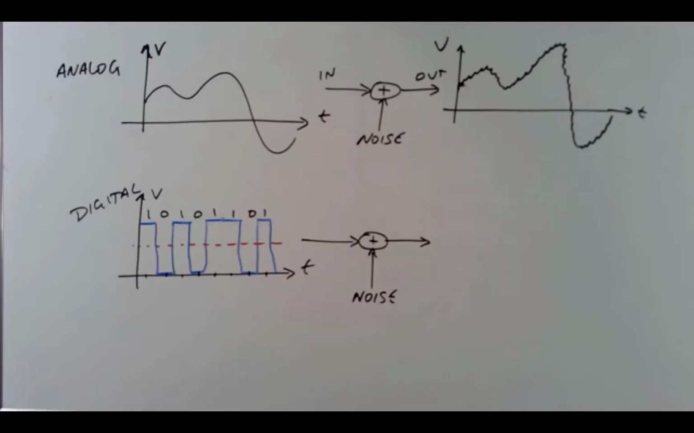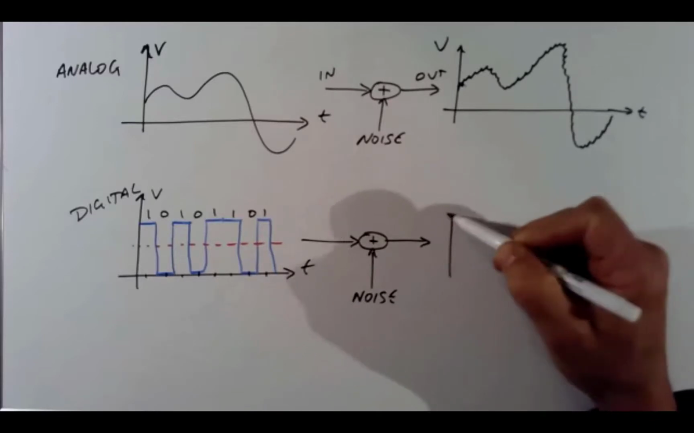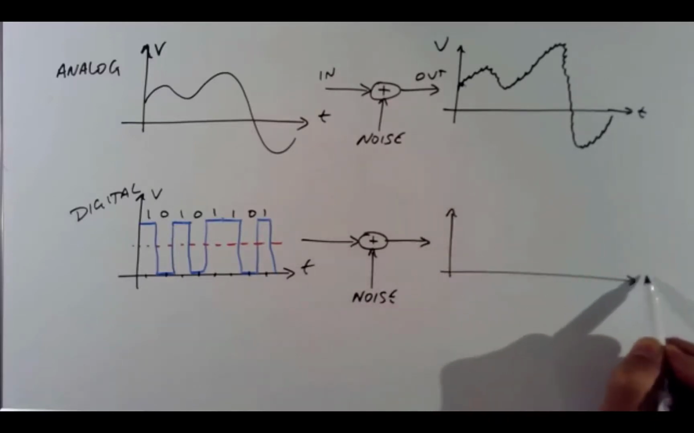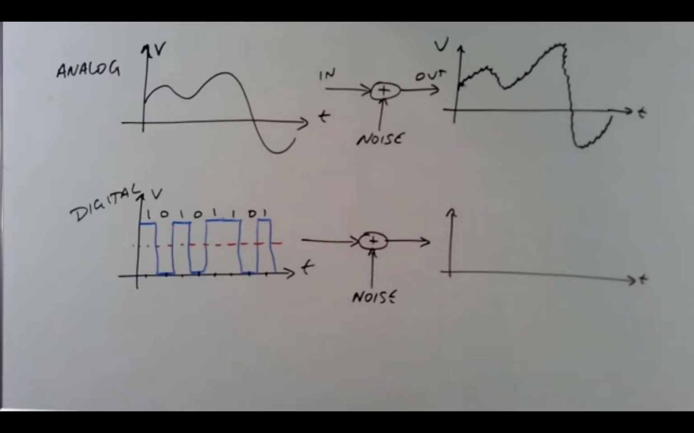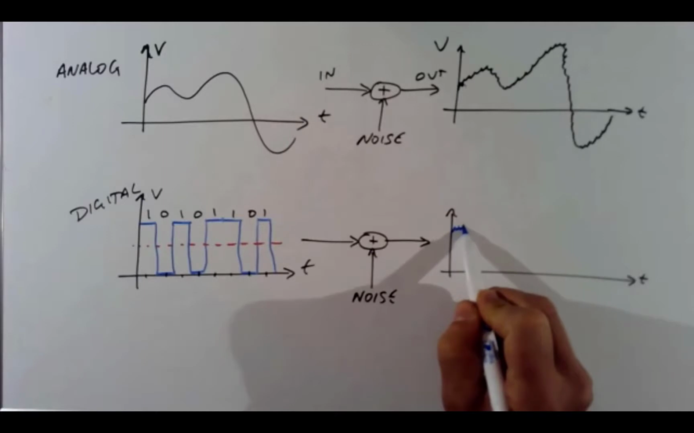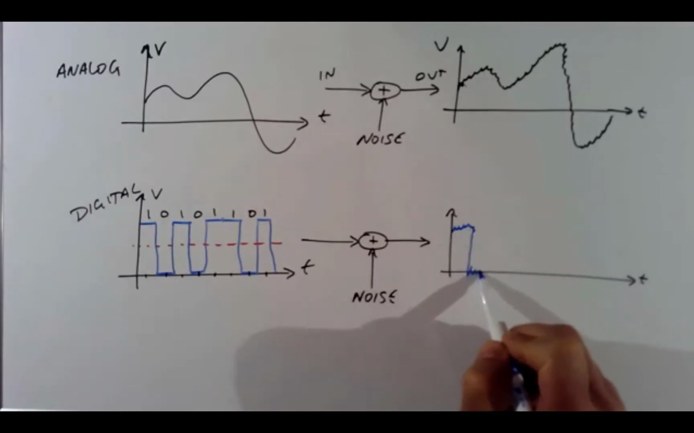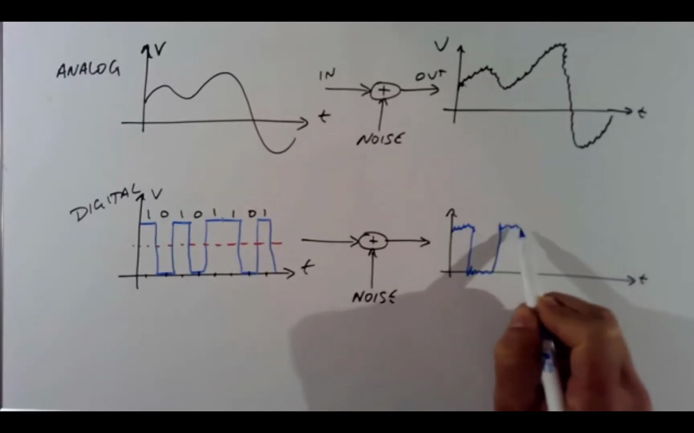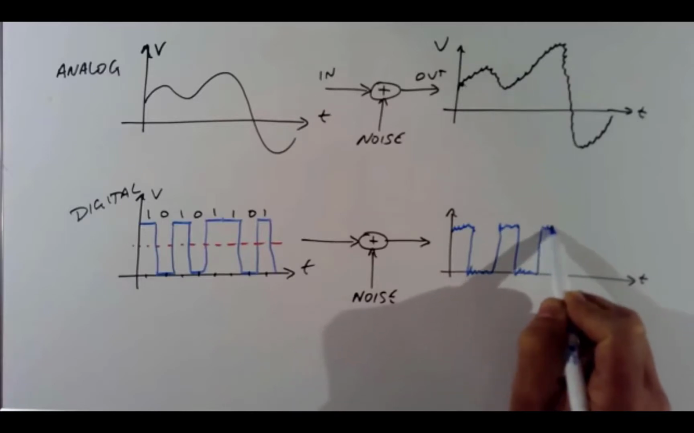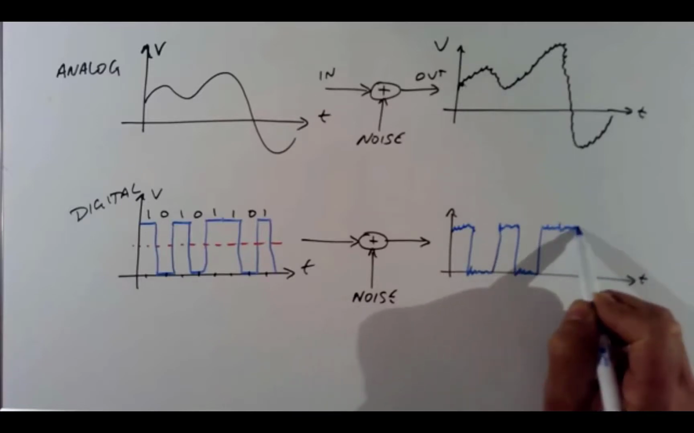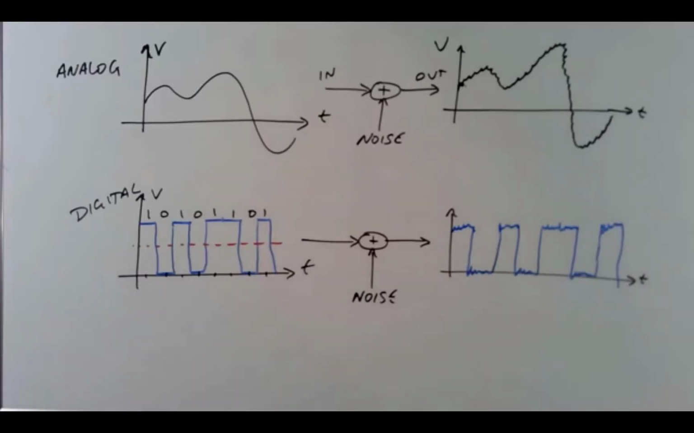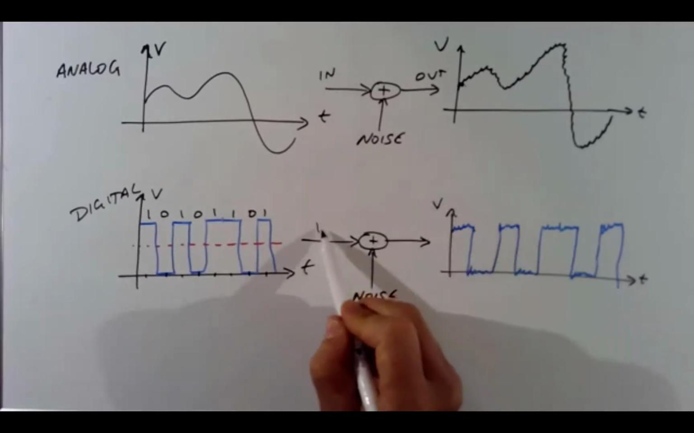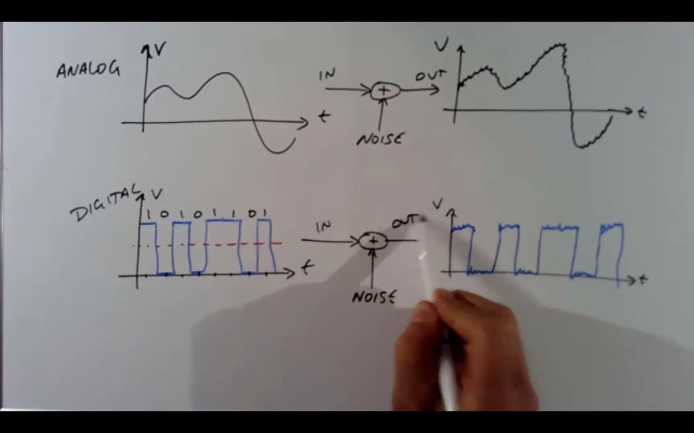In a digital system, it's interesting because I can have, let's do the same plot. I have a voltage to which noise is added. And so my digital signal might look something like this. At the output, you can see I have noise added. And again, this is maybe the input to a circuit. This is the output of a circuit.